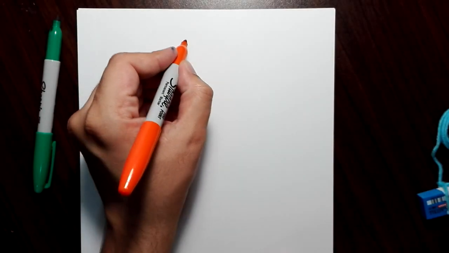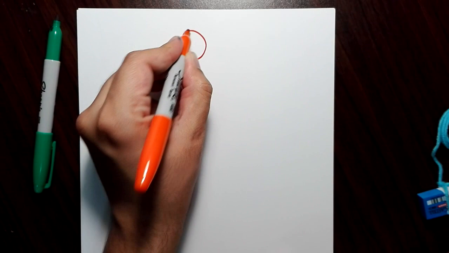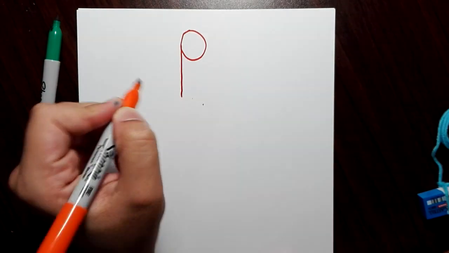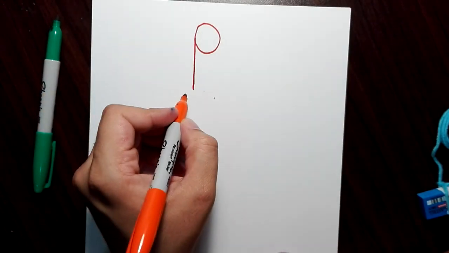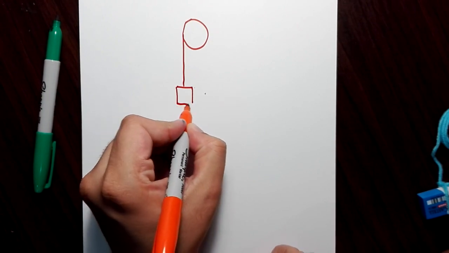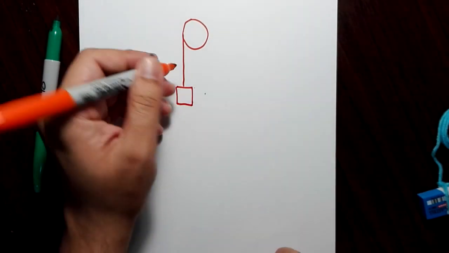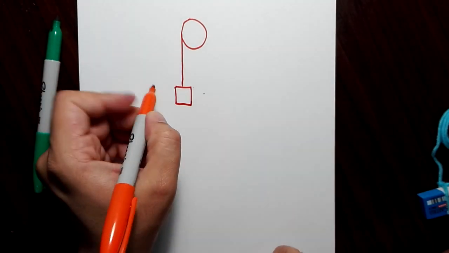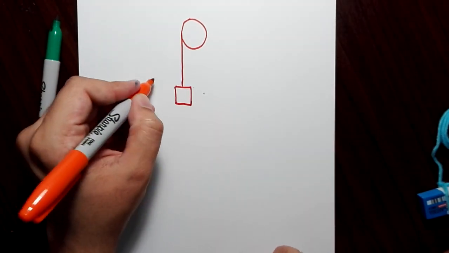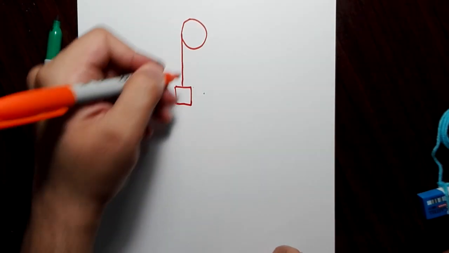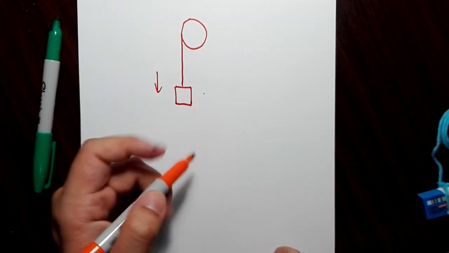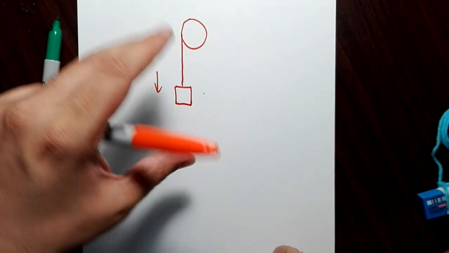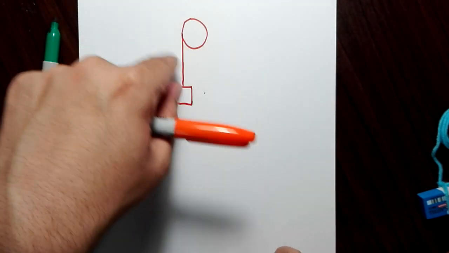Hey guys, let's analyze this problem, in which you have a pulley, and a string that wraps around the pulley, and the string is connected to a mass. Now the mass can fall under the influence of gravity, and its motion is downwards. As the mass falls, the pulley rotates. So this problem demonstrates rotational motion.